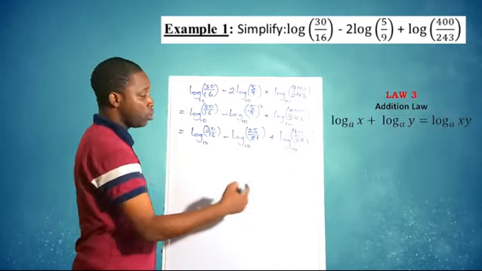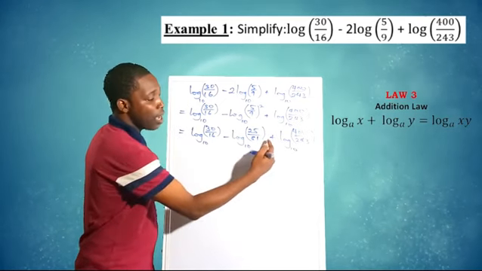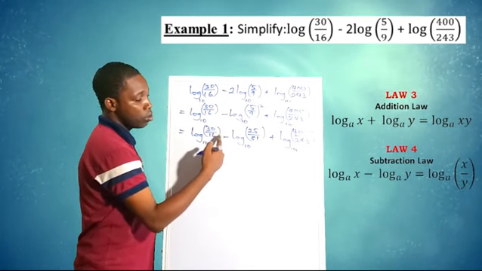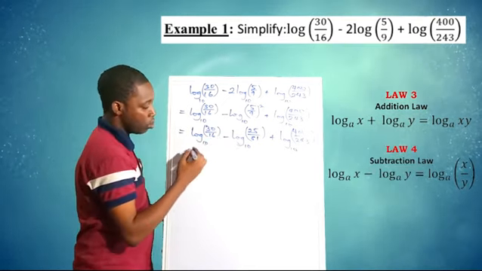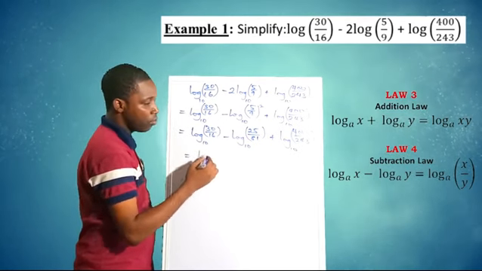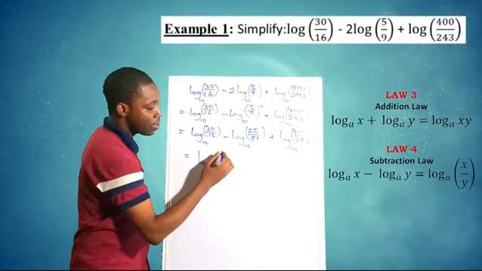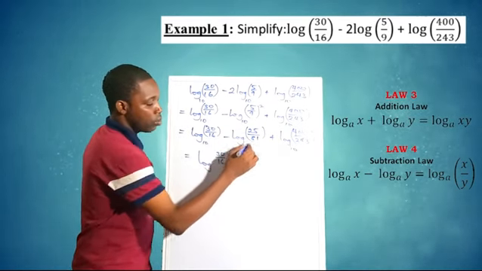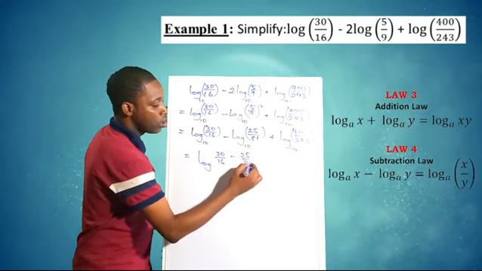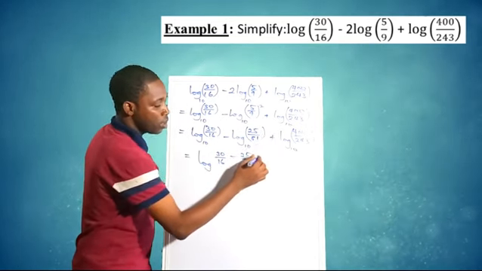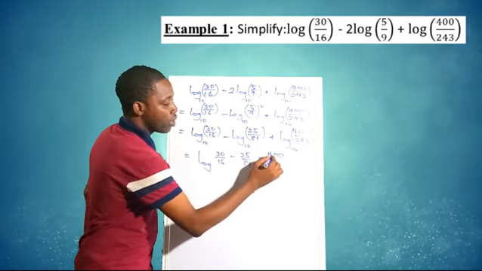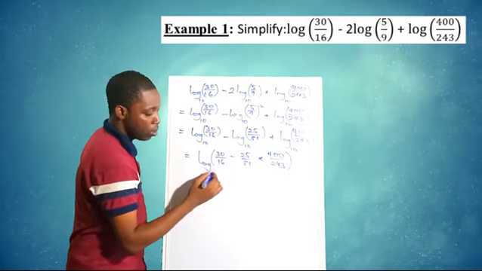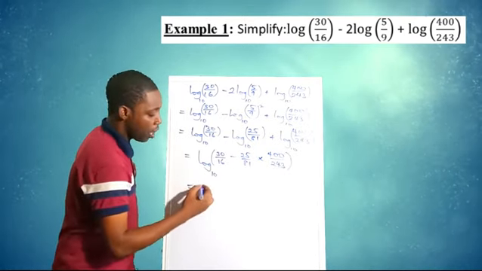Remember in our previous video, which is lesson 2, we said anytime we have addition, we multiply. And anytime we have subtraction, we divide. So this will leave us with one logarithm for everything. Then we have 30 over 16. The minus is division. I will divide the number 25 over 81. The addition is multiplication. I will multiply 400 over 243. I'll put a big bracket for all. Remember the base 10. So that we have log.